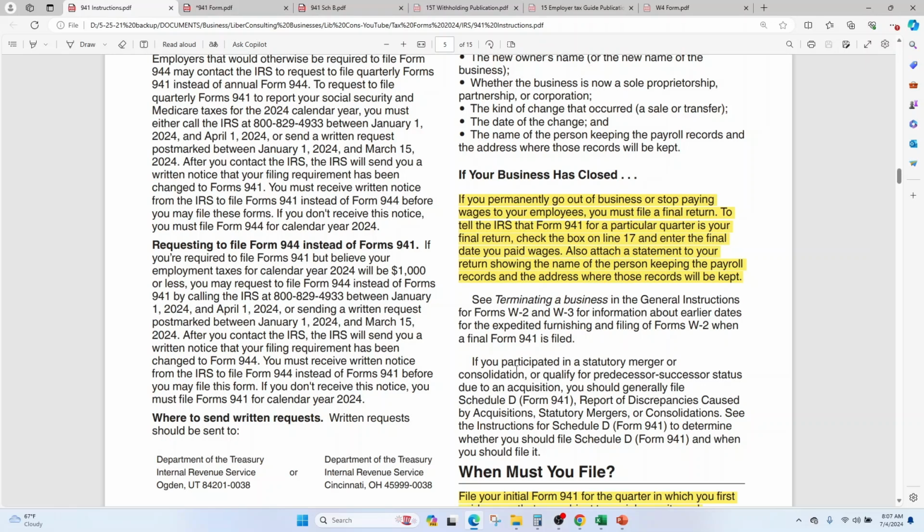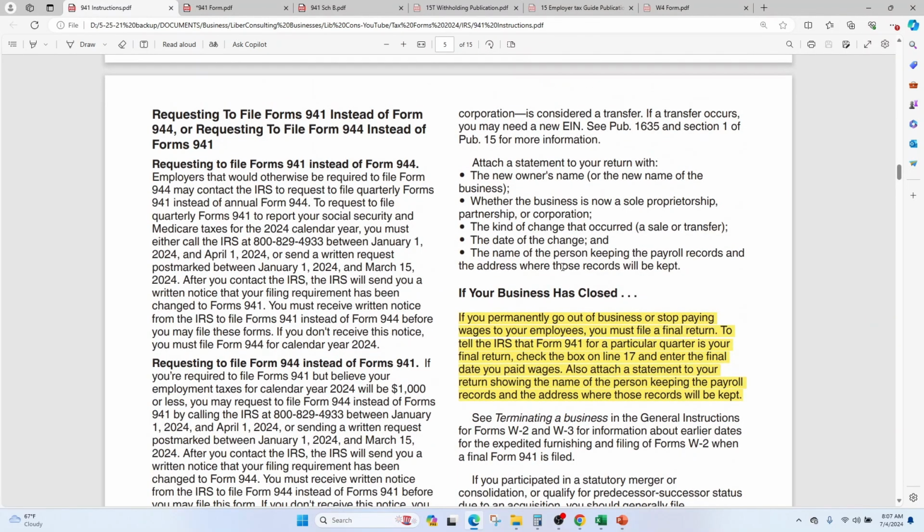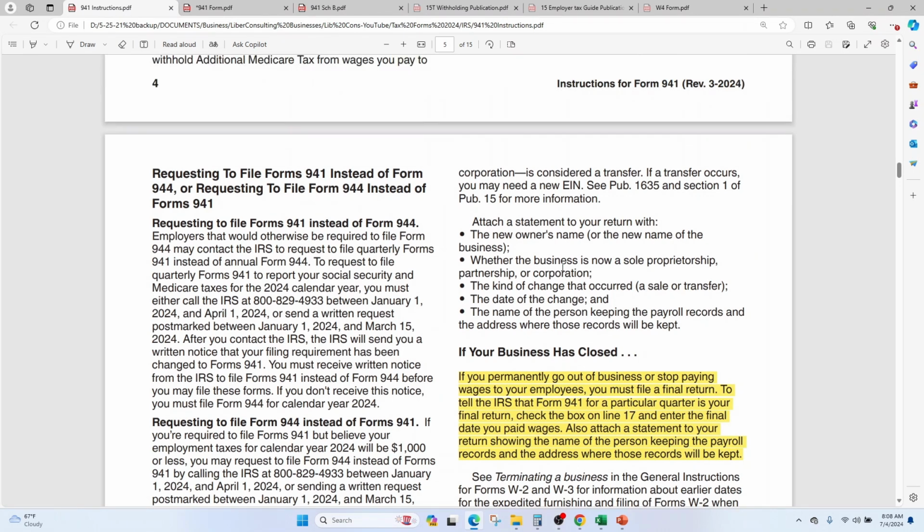And I'm not sure we read this, but if you file a final return, then you'll add an attachment to the Form 941 explaining, telling the name of the person that is going to keep the payroll record that you have in your record up to that date, and the address where those records will be kept. I was looking for this information before.